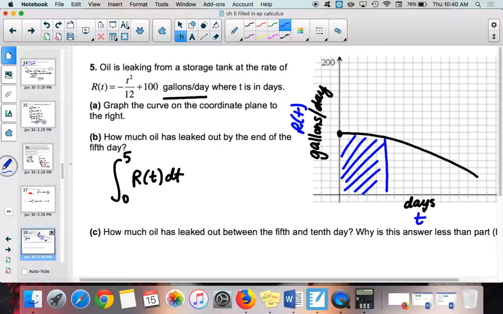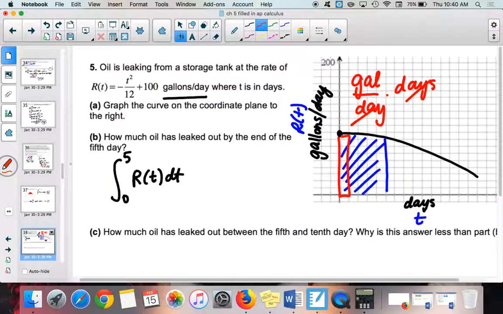And each of those rectangles involved in this have heights that are in gallons per day and widths in days. Everybody think about that with me. Gallons per day multiplied by days, right? The width's in days, not gallons. So our days cancel, and we're left with gallons.